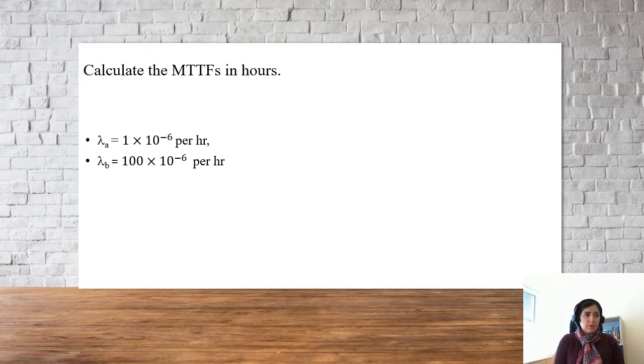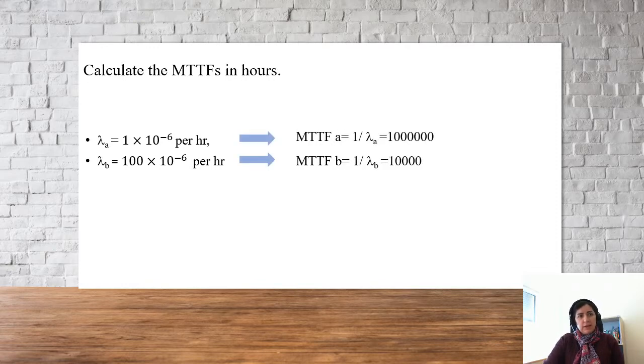So the first part was calculating the mean time to failure in hours, and our failure rate was per hour. In order to calculate the mean time to failure, we divide 1 by our failure rate, and for the first component it's 1 million hours, and for the second component it is around 10,000.